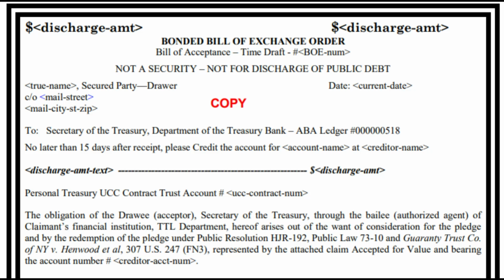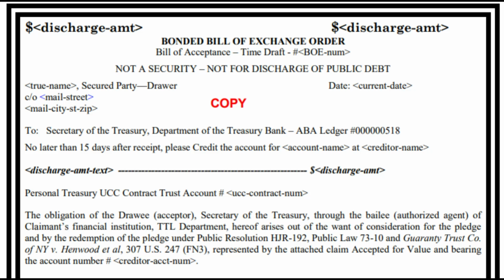And then, no later than 15 days after receipt, please credit the account for the account name and the creditor name. Mind you, you are the creditor, but you're going to allow them to pretend to be that so that way you can just go ahead and pay them off. So nobody's taking a loss here, and that's one thing that you guys need to know. You're not fucking them over. They're actually getting their credits, and you're going to be able to get your property. Really that simple. It's not a scam. So this is private banking.